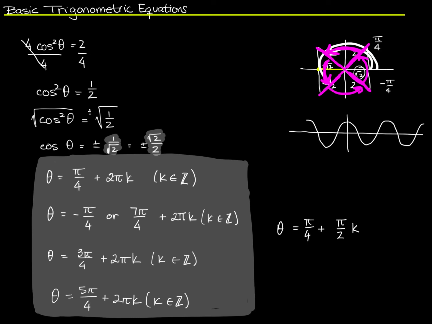If I start with pi over 4, which is right here, and I go around pi over 2, that's 90 degrees, I'll get to here. If I go around another pi over 2, I'll get to here. Another one gets me here, another one here, another one here, and so on. If I start at pi over 4 and go backwards, I'll get to another solution that way as well, as long as I go pi over 2 each time.